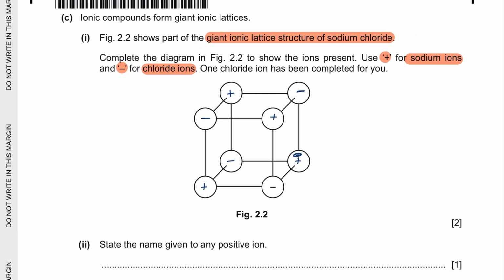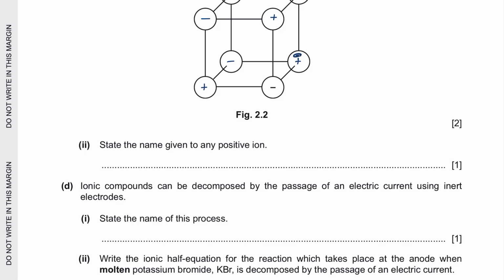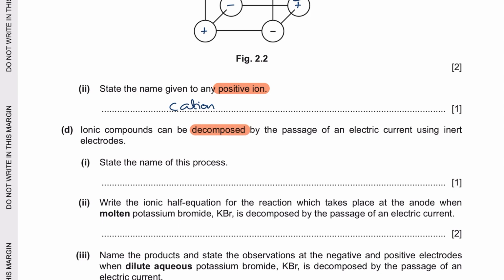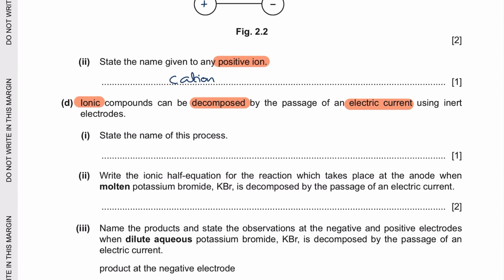So that's that. State the name given to any positive ion. Cations. Ionic compounds can be decomposed by passage of an electrical current using inert electrodes. State the name of this process. Electrolysis. What's the definition of electrolysis? It is the breakdown of ionic compounds in molten or aqueous state through passage of an electrical current.